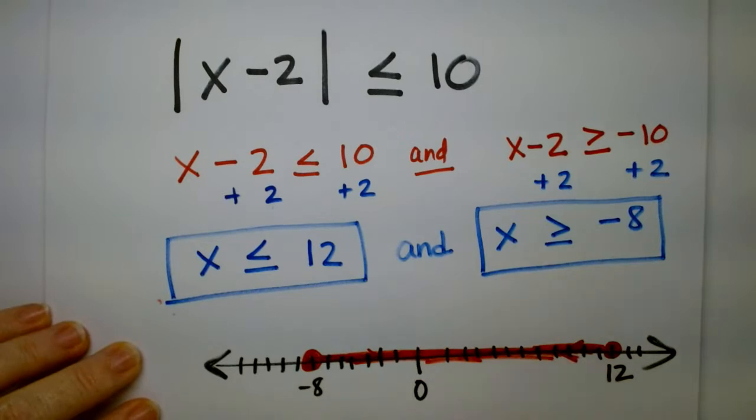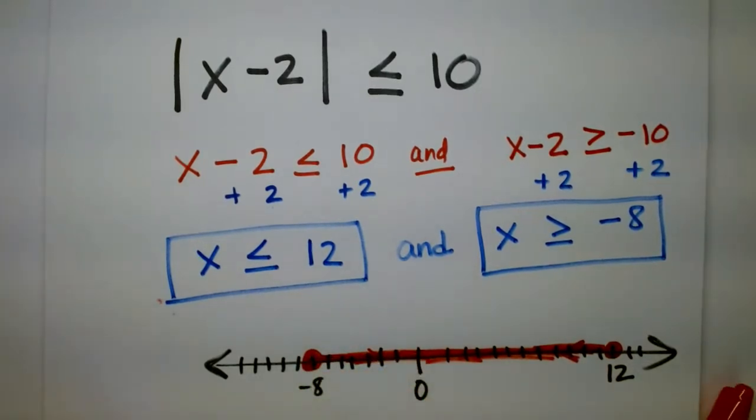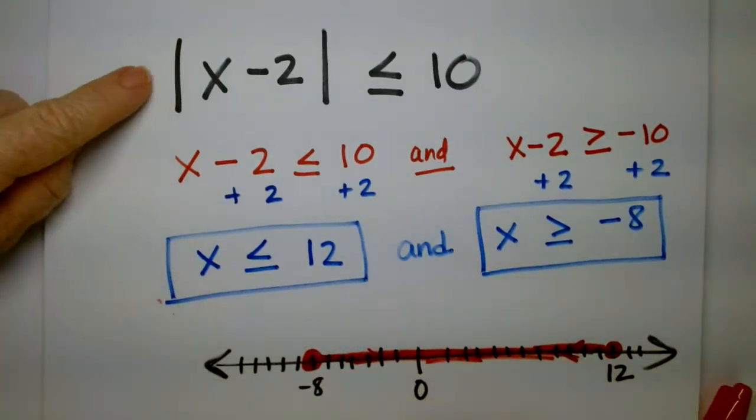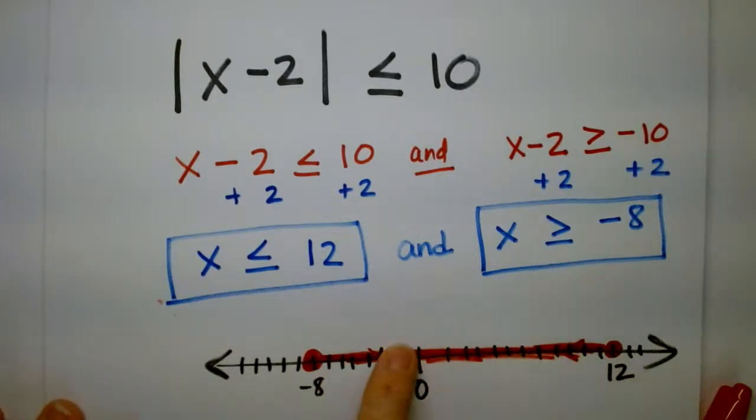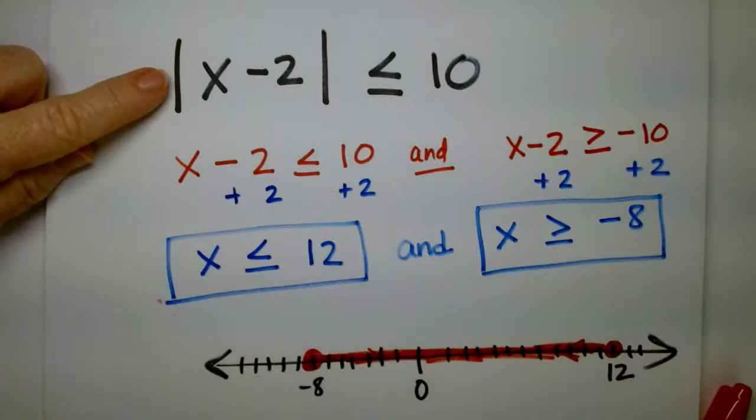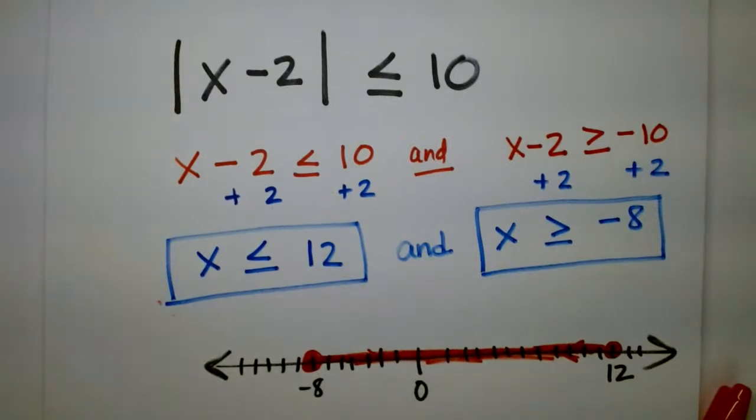There you go. So the solution to the numbers that will make this statement true are between negative 8 and 12, and including negative 8 and 12. So any of these values will be true. You could put in x is 0, x is 0.2, x is 3.4. That will work. So any of these values will make this statement true. Do you want to see how it makes the statement true?